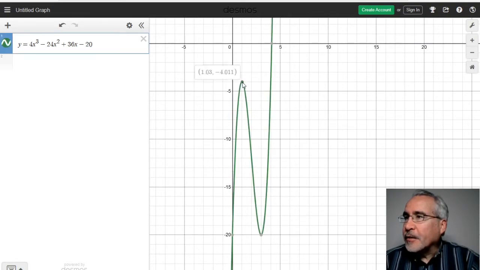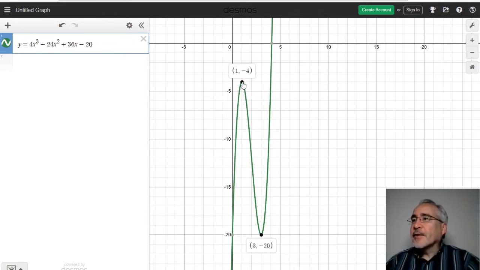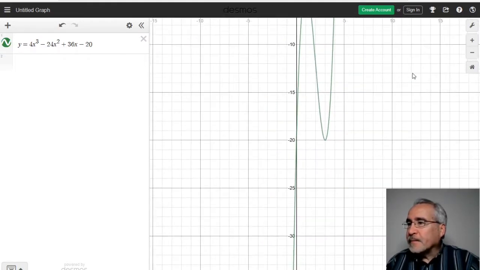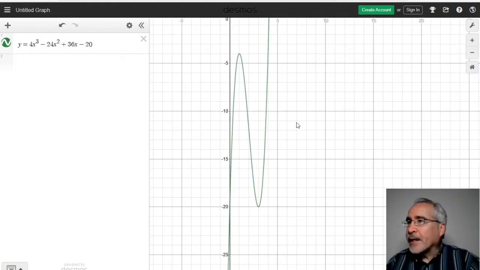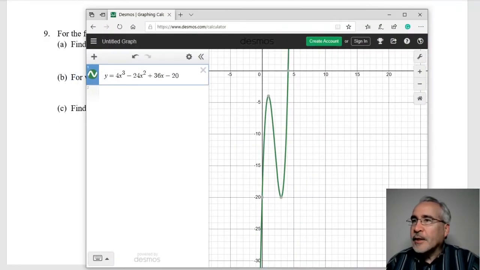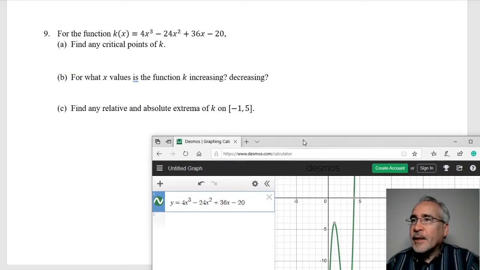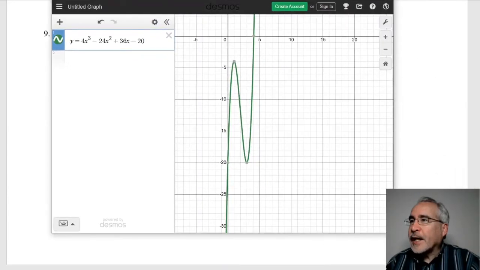We can see probably two right there, a maximum and a minimum. We'll lock those in. So at 1 and 3, we get critical values. Looks like that's going to be about it. 1 and 3. And then we have to check the endpoints. And what was the endpoint that they were using? Any relative or absolute extreme, negative 1 to 5.